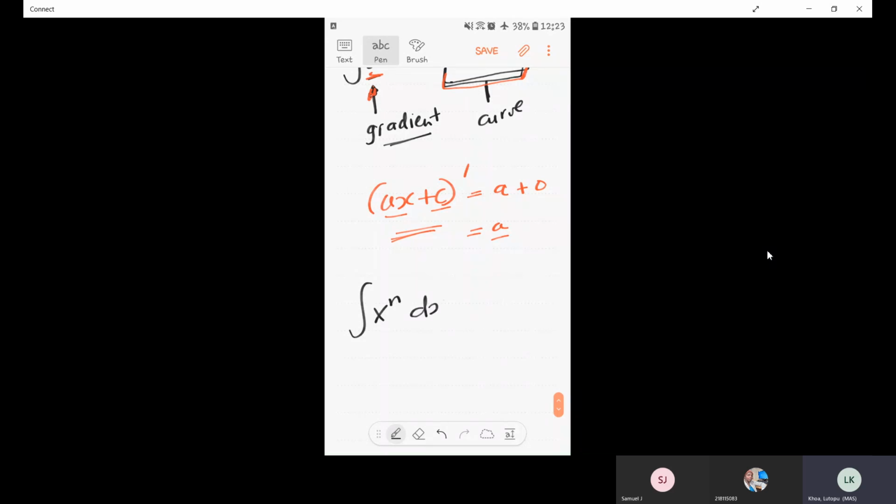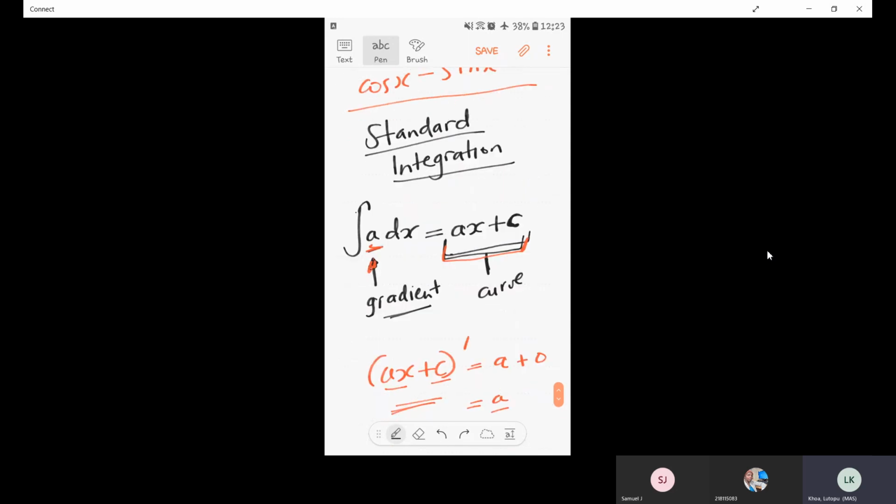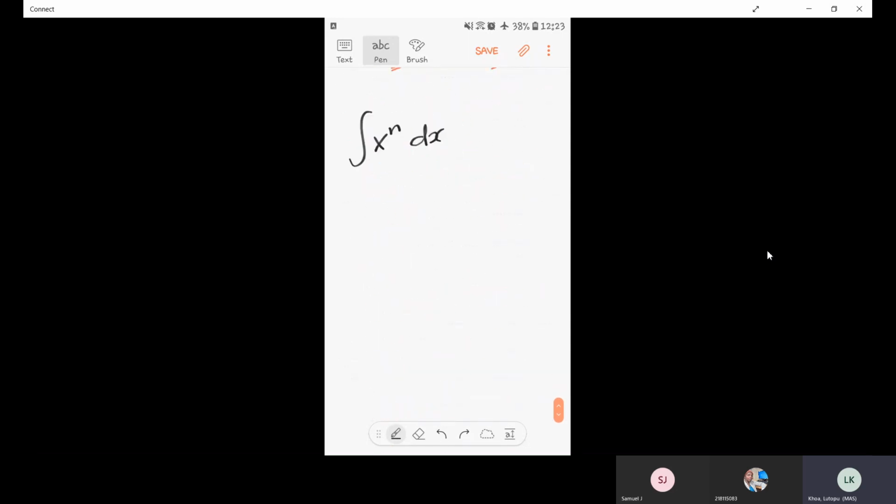Now this one, remember that integrals and derivatives are opposite functions. When I gave you a function to differentiate, let's say x to the power of n, let me write this in grade.